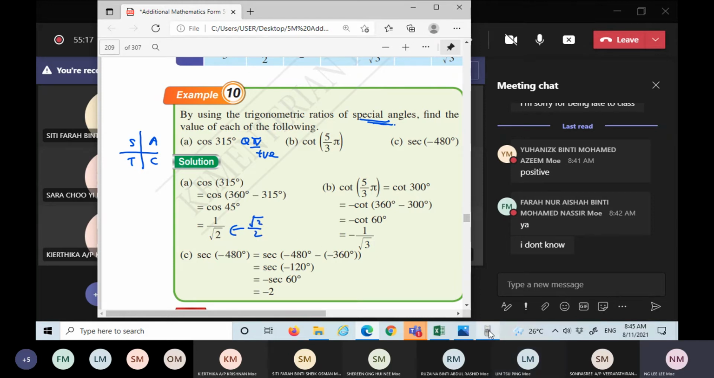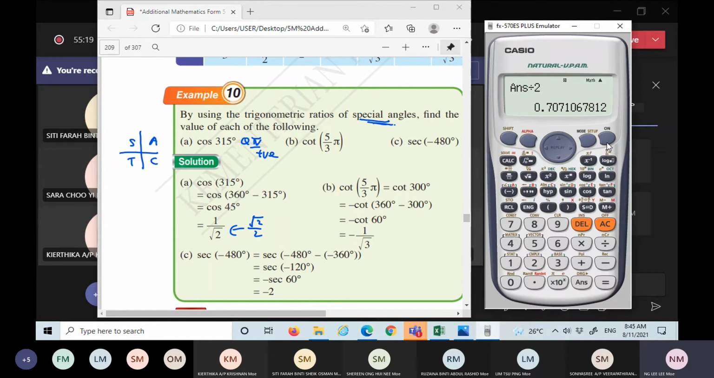Okay. Let us see the calculator. Cos 45. Okay, you are using the silver color calculator, that's easy. Cos 45. Okay, square root 2 over 2.